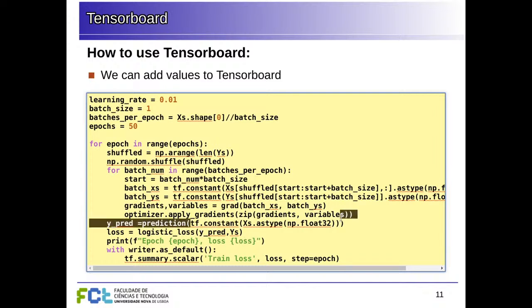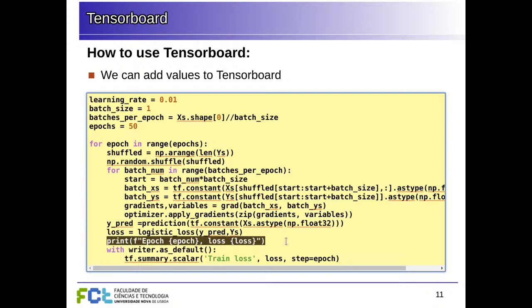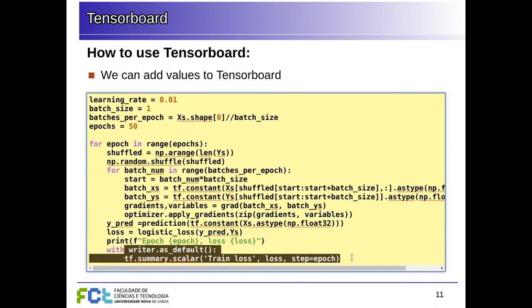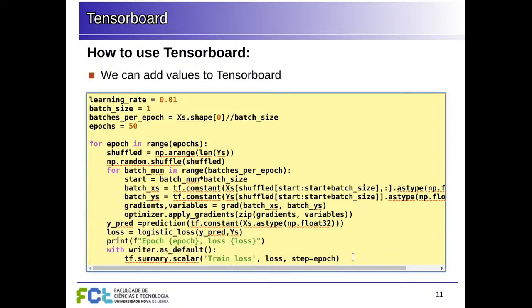So in this case, we're going to convert all the data into a tensor. We're going to ask for the prediction, and we're going to print the result in the console, but we're also going to write it into the log for visualizing on TensorBoard. So once again, we set our writer as default, and we write a scalar to the log with the name train loss. We give the value for that point, and we also give the step.